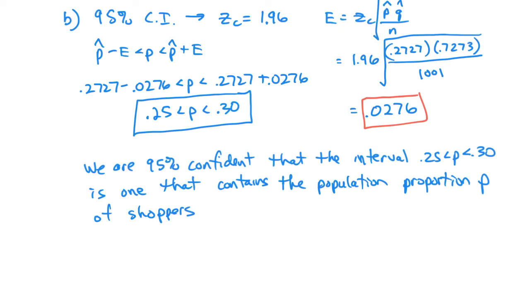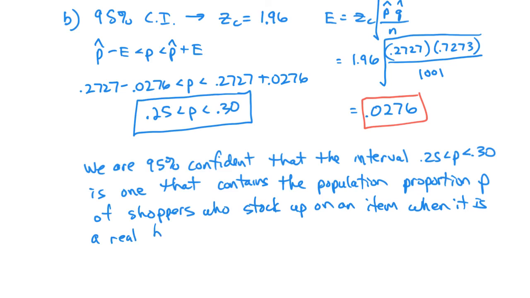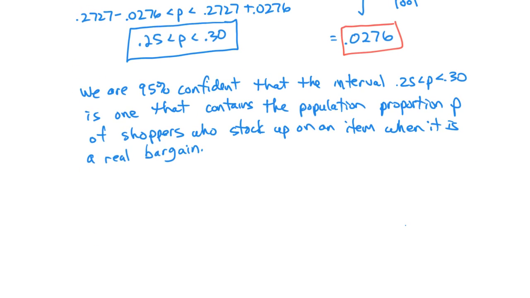And now I'm just looking back at the book's wording. Remember, we want to say, what is this P? Population proportion, what is it in this problem? Well, it's the population proportion of shoppers who stock up on an item when it is a real bargain. Okay, so that's how we've worded it in 7.1 and 7.2. All right, it's the same wording as before.